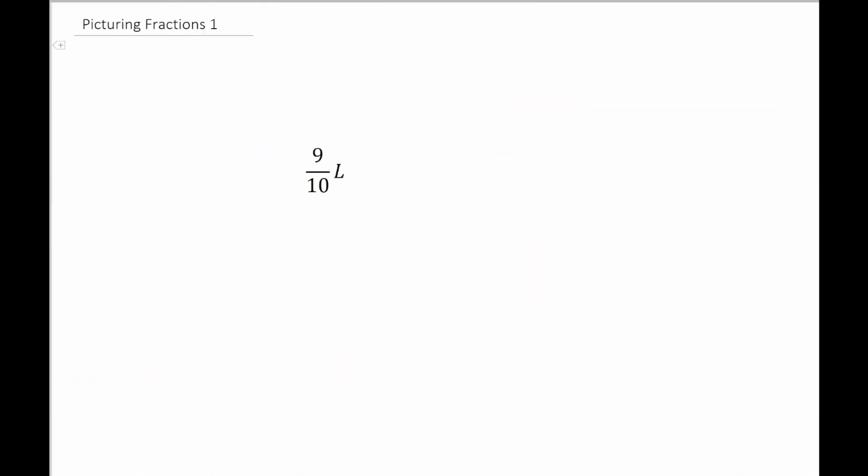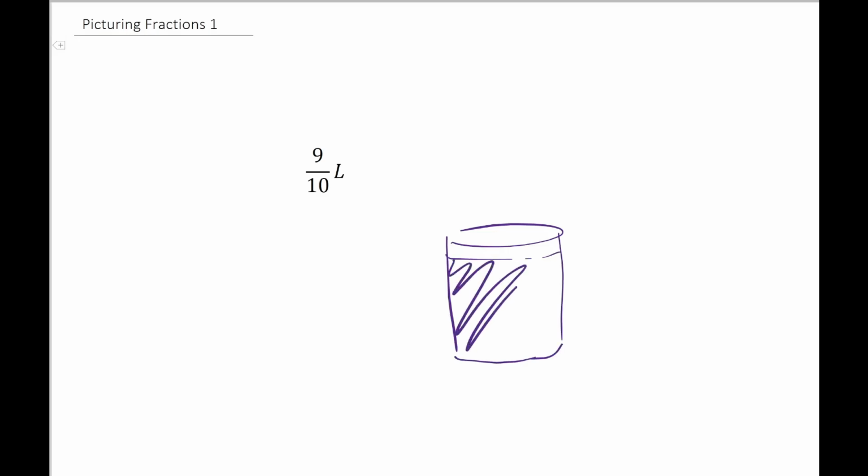So just think about what 9/10 of a liter looks like. Do you think that's closer to a whole liter filled up, closer to empty, or closer to about halfway full? And 9/10, if I cut this into 10 equal pieces, 9/10 is going to be pretty full. So I think that is closest to 1.